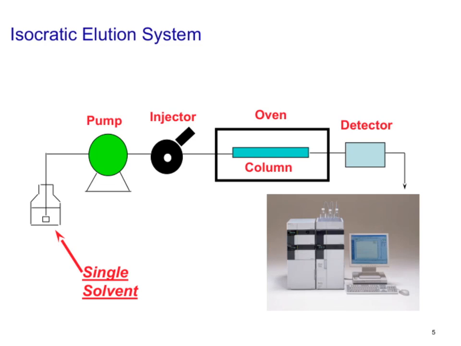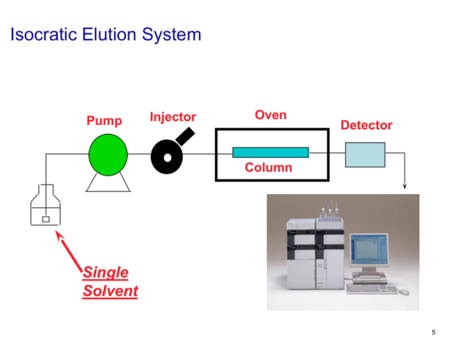On this slide, we're looking at the core components of a typical isocratic elution system in chromatography. First, we have the single solvent, which is the liquid mobile phase that carries our sample through the system. It's important to choose the right solvent because it directly affects the separation quality. Next, the detector plays a crucial role. It identifies and quantifies the analytes as they pass through, giving us the data we need.